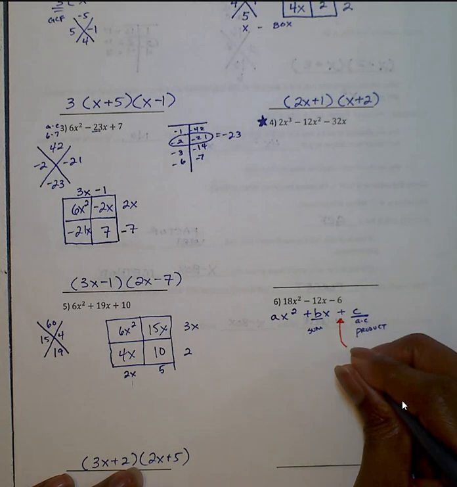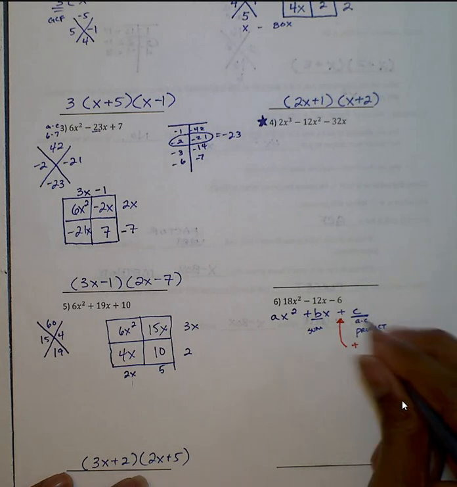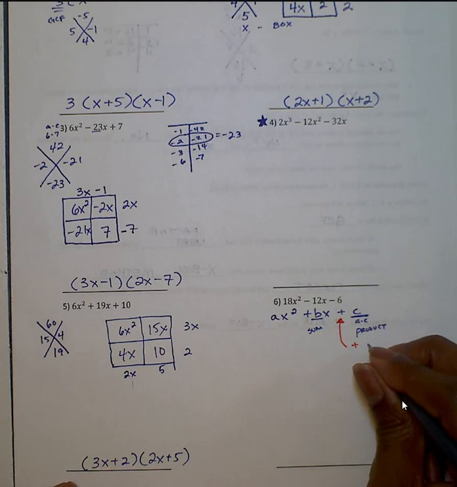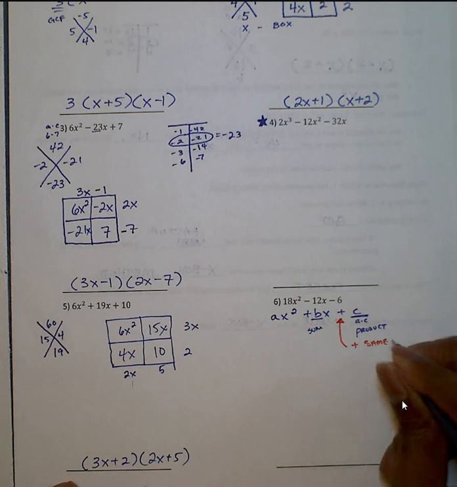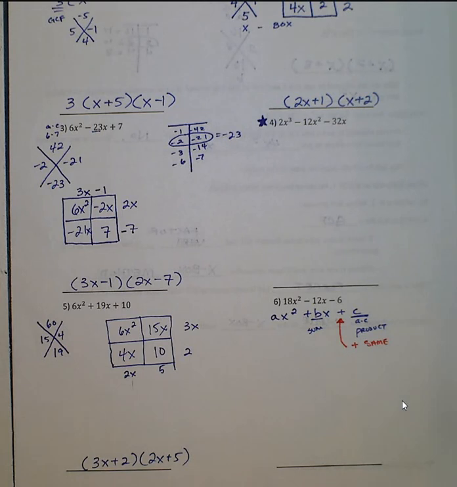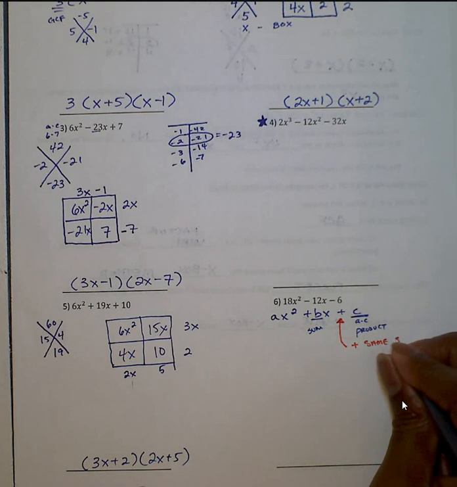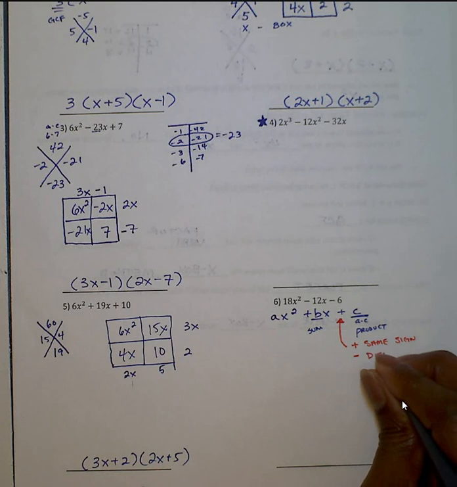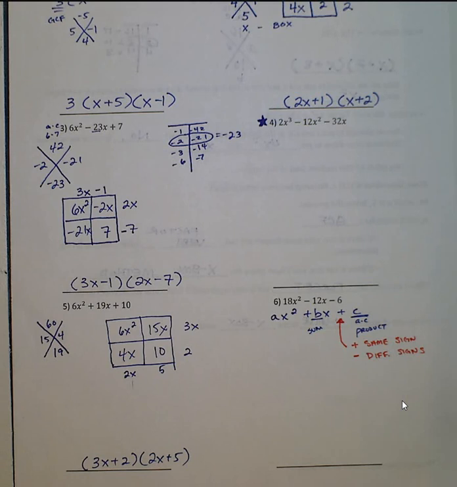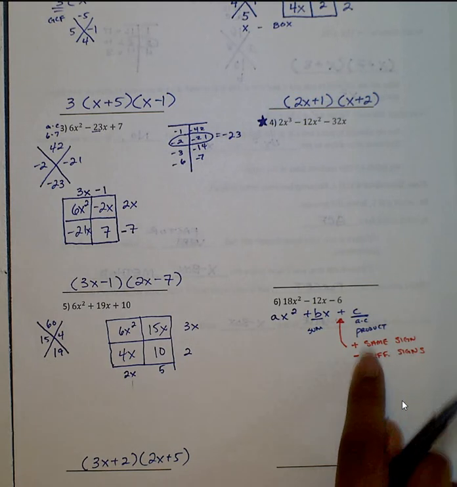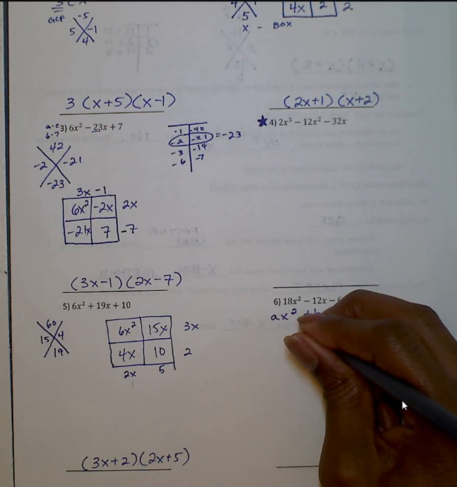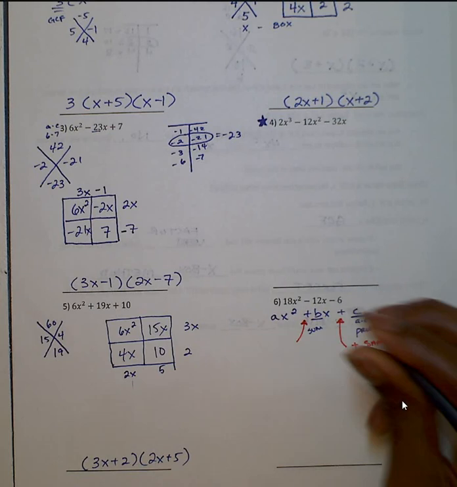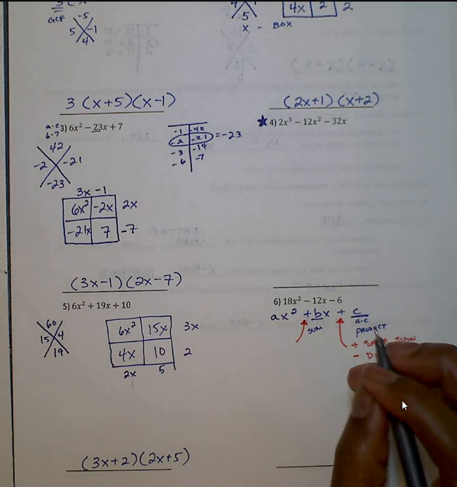If it's positive, because this is in front of our product number, we have to think, how do numbers become positive? Well, if it's positive, that means that they're the same sign. The reason is that negative times negative is positive, and positive times positive is positive. If it's negative, that means that they have different signs. Either way, we want to look at this sign in front of our sum number. Our sum number tells us the sign of the larger number.